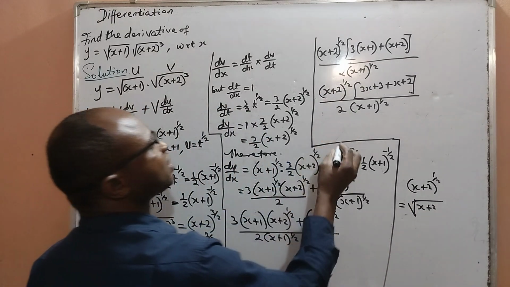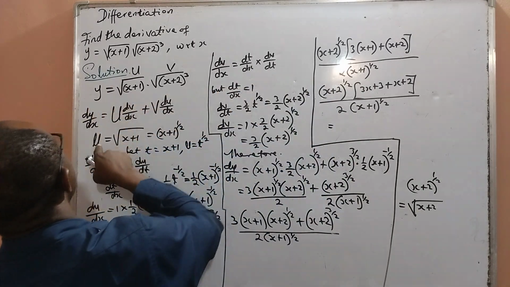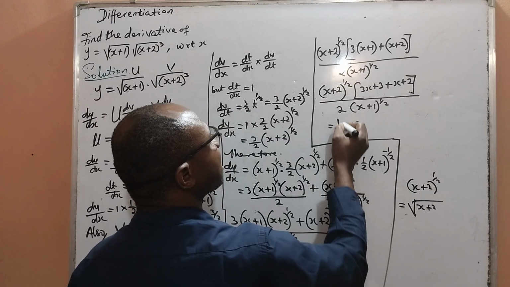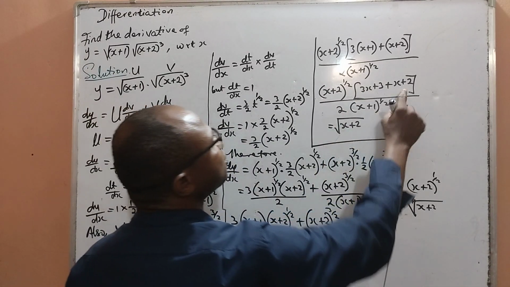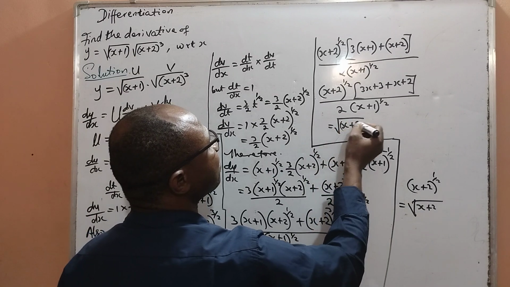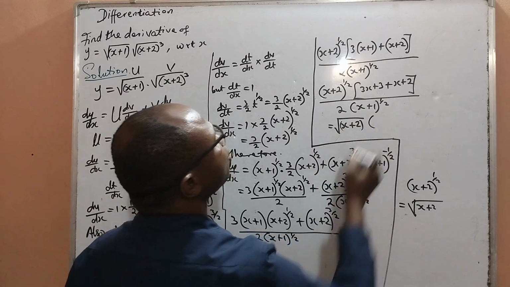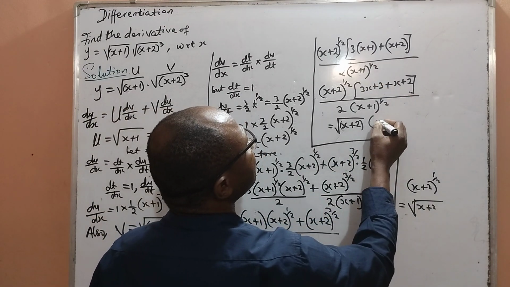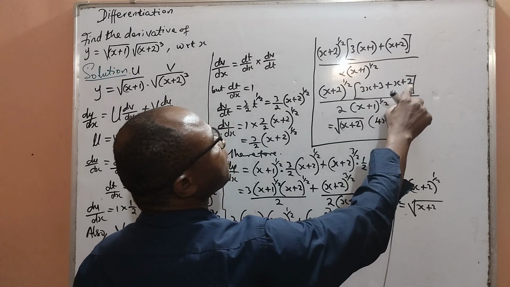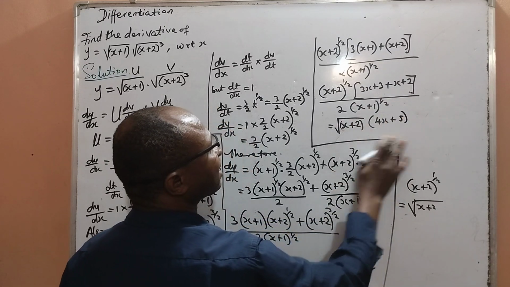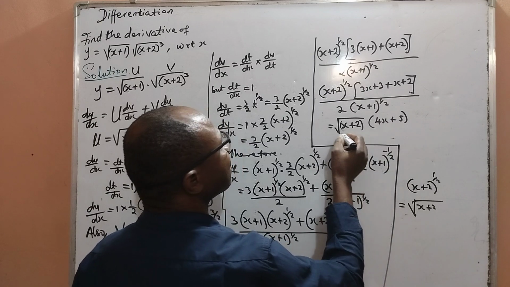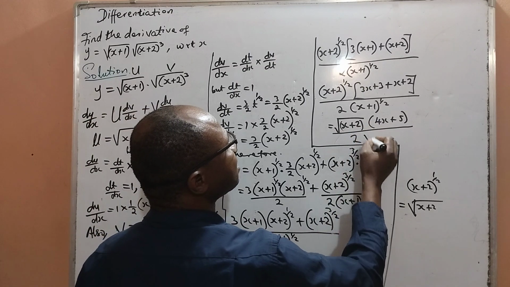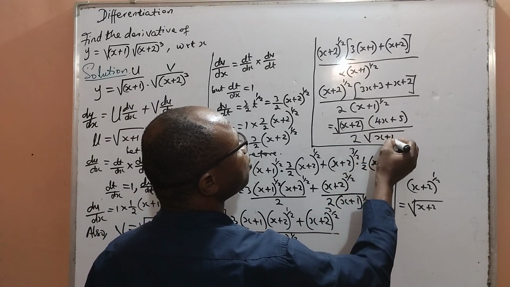So I can now write this as, remember we are still looking for dy/dx, I will now write this as the square root of x + 2. Then in this place I have, that is, this is in bracket. Then I have also here 3x + x will give me 4x, and 3 + 2 will give me 5. Everything now is divided by 2. Then this can now be written as the square root of x + 1.